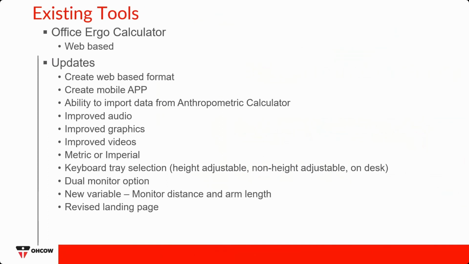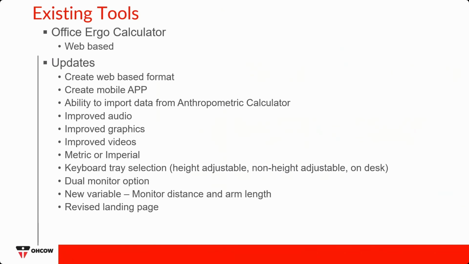The updates included both a web-based and mobile app, the ability to import data from the Anthropometric calculator, improved audio, graphics, videos, and the option to select both metric or imperial units. Previously, it was limited to just metric. The ability to select different keyboard selections.